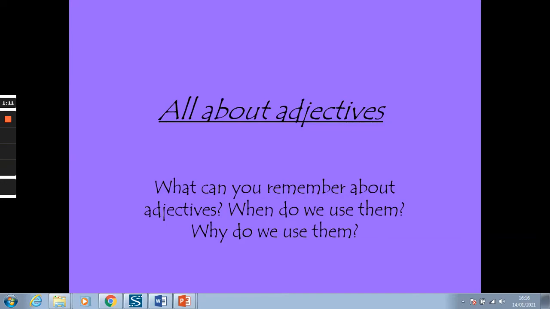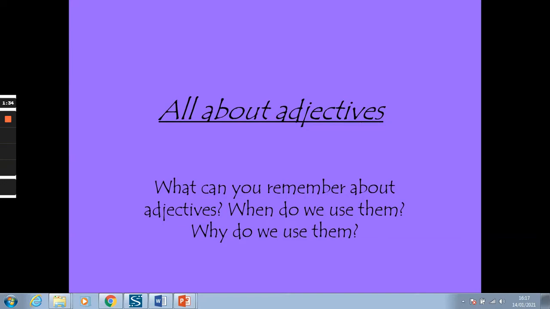All right, so starting with adjectives. What can you remember about adjectives? What is an adjective? When do we use adjectives? Why do we use adjectives? Have a little think. Say it to somebody if you've got them there.